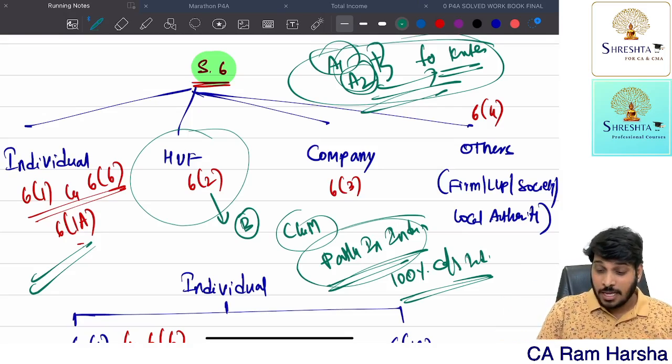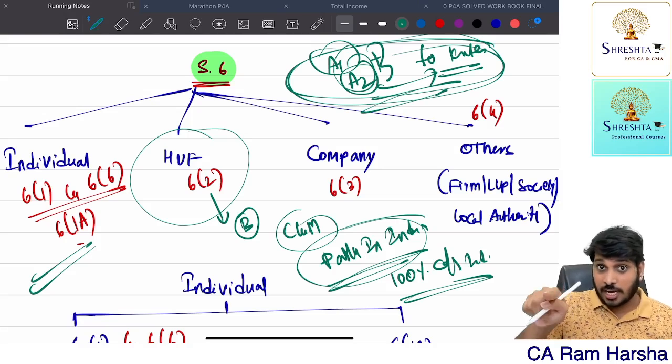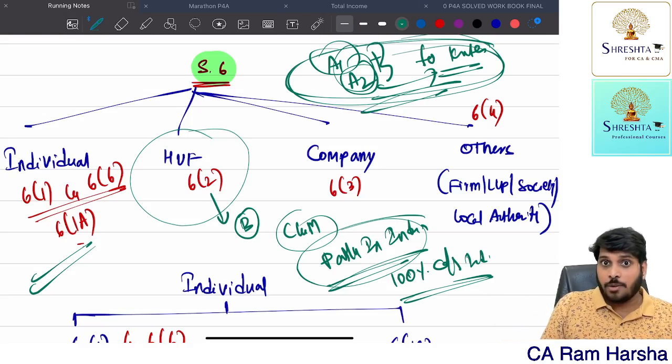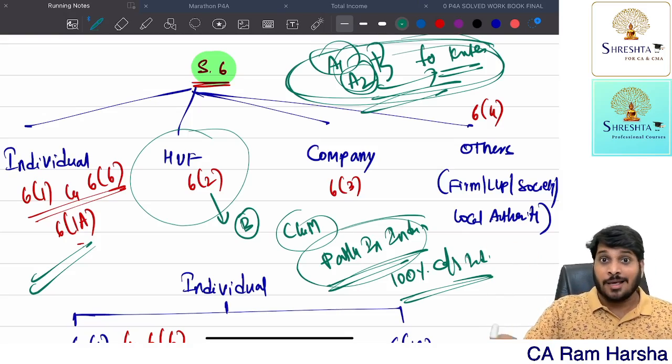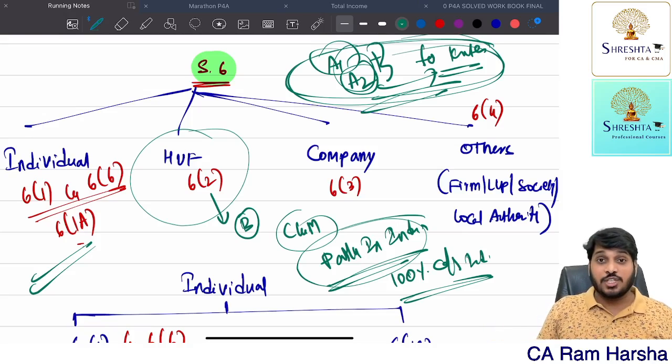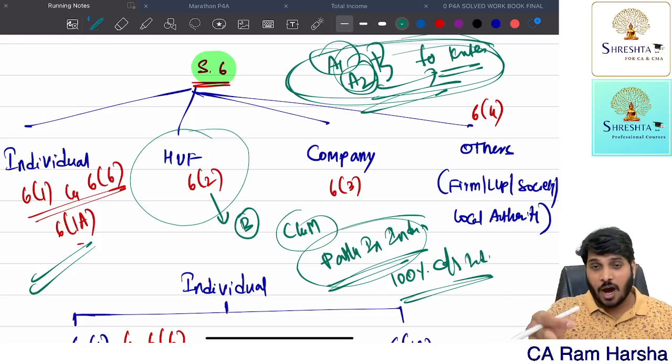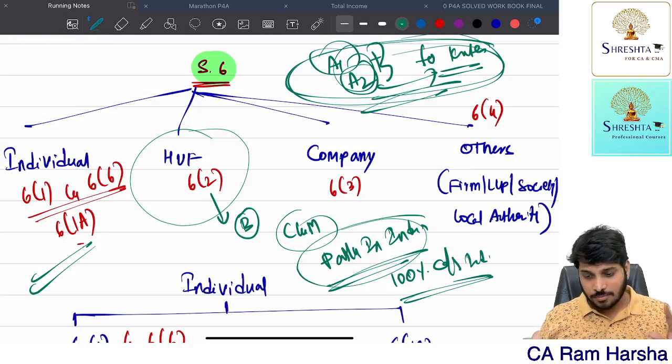And remember, just because Karta satisfied A1 and A2, Karta is also an individual, right? He may not be ROR. Karta, no, B1, B2 both are not satisfied. Karta is a non-resident, but A1, A2 is satisfied. HUF satisfied basic condition. So HUF will be ROR. Clear? Next.